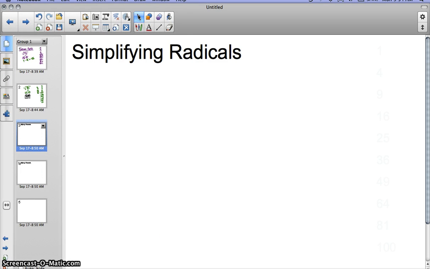I'm going to go ahead and do a couple examples of simplifying radicals, just in case you need to see a few more aside from the ones that were in the instructional video. So, first thing we need to do, make sure we have our perfect squares written on our page. 1, 4, 9, 16, 25, 36, 49, 64, 81, and 100.